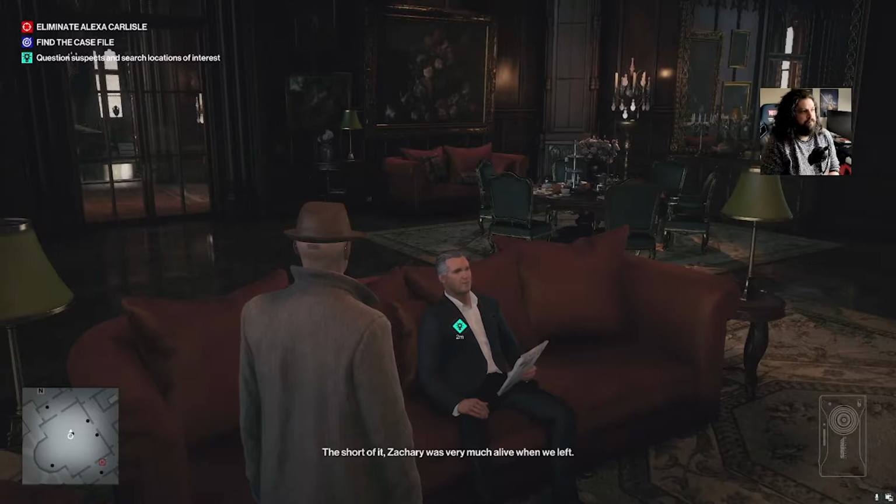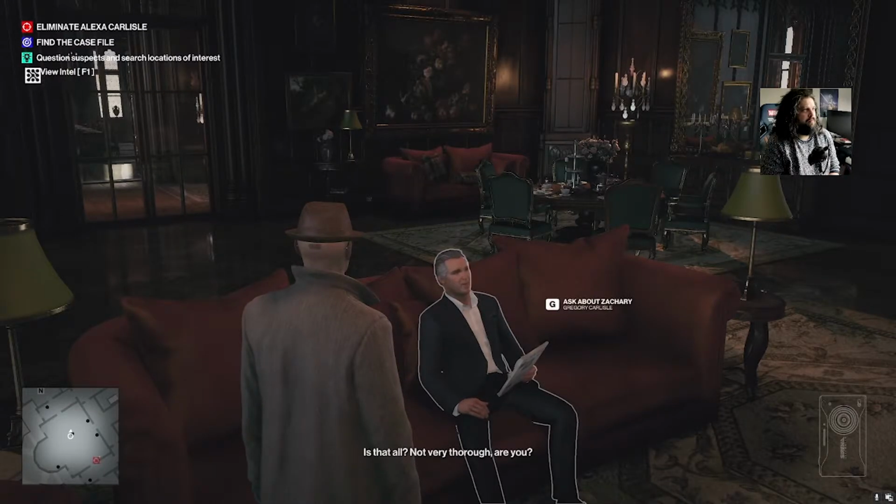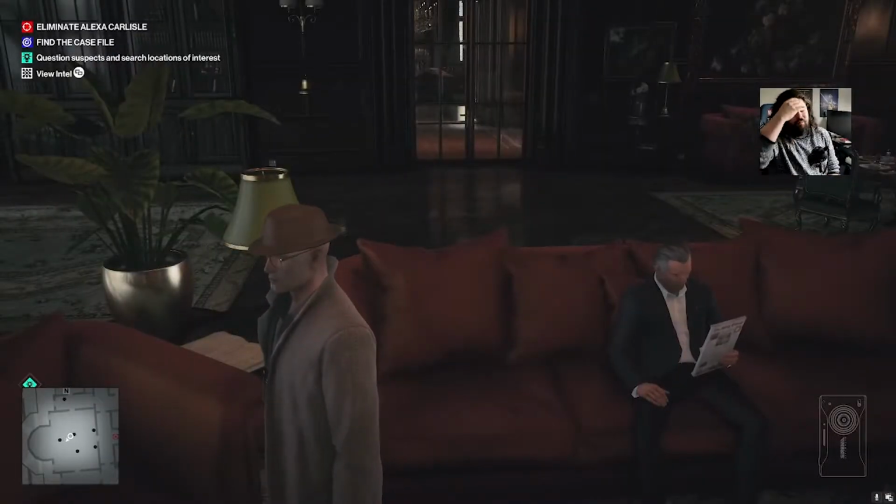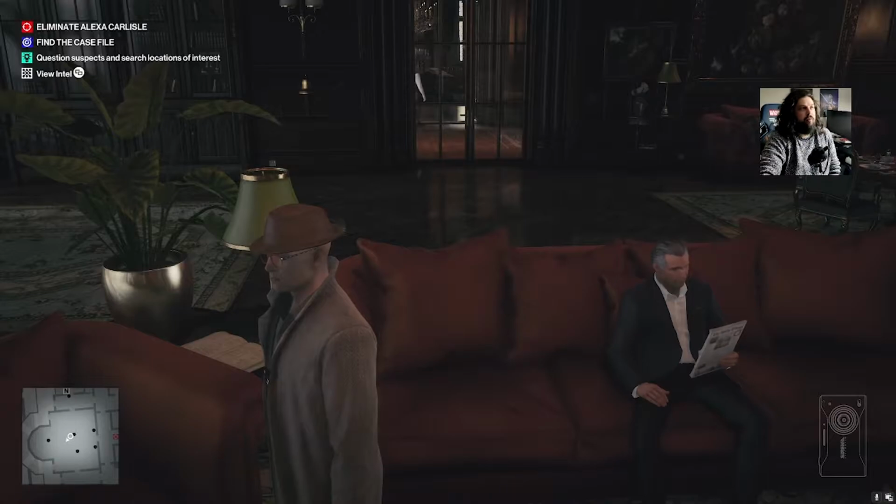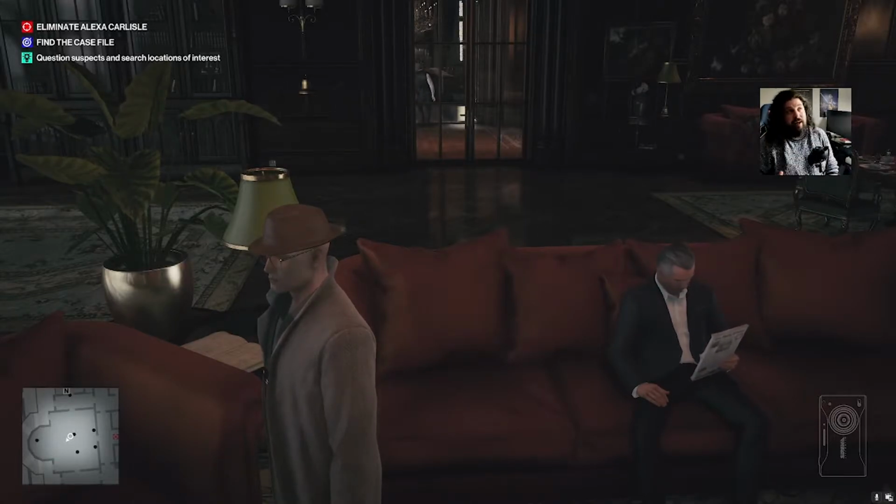The short of it, Zachary was very much alive when we left. I stayed for the last shout, and I was back here just before midnight. Is that all? Tell me. So, Gregory and Edward, they couldn't have done it. They left when he was alive. The poison is a fast-acting poison, so it's not like they could have poisoned him and then left.